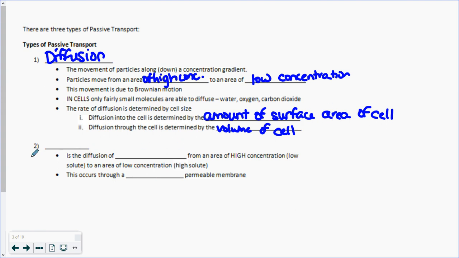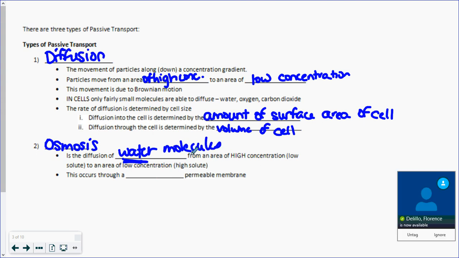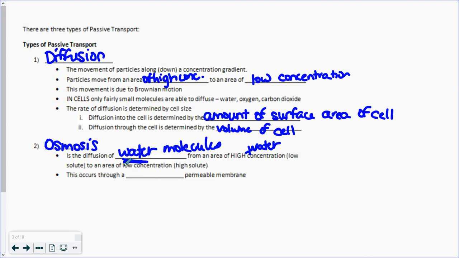So that's diffusion. Next one is osmosis. So osmosis is the diffusion of water molecules. It's specifically water molecules, from an area of high water concentration, so low solute, to an area of low water concentration or high solute concentration. So osmosis typically occurs through a selectively permeable membrane, which we've said the cell membrane actually is.